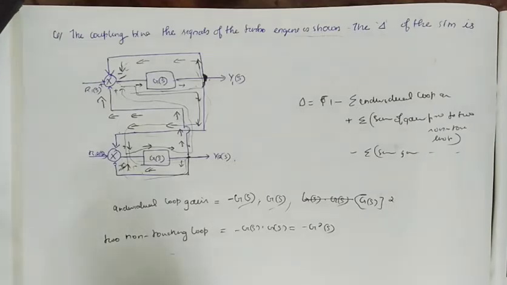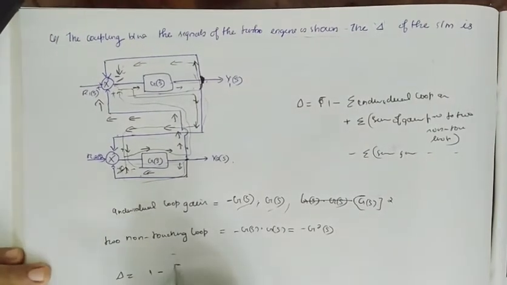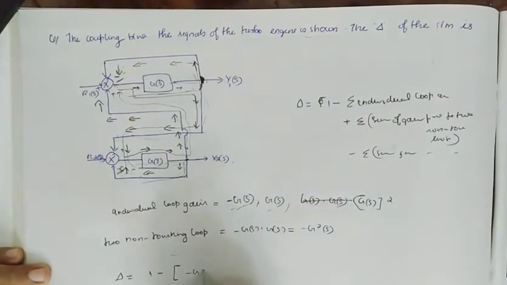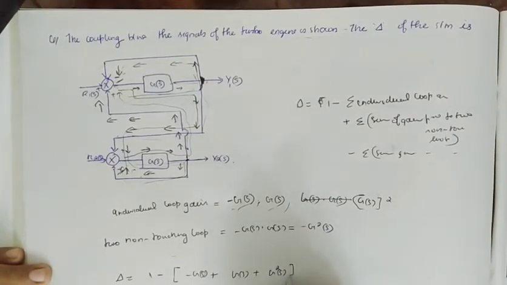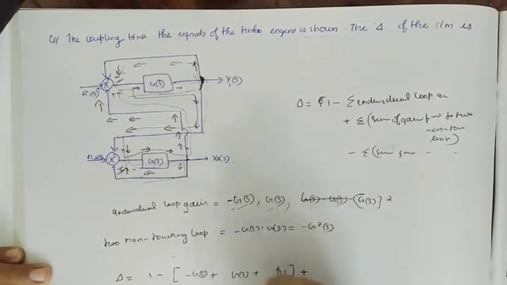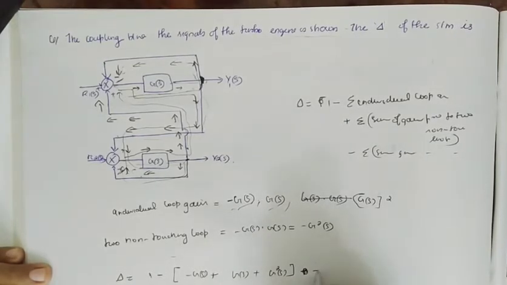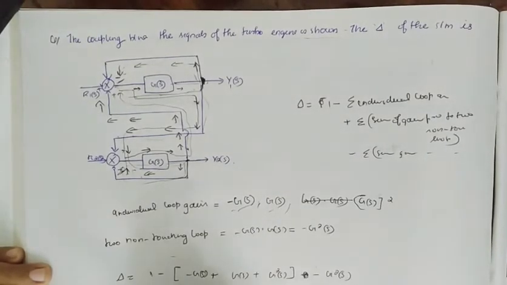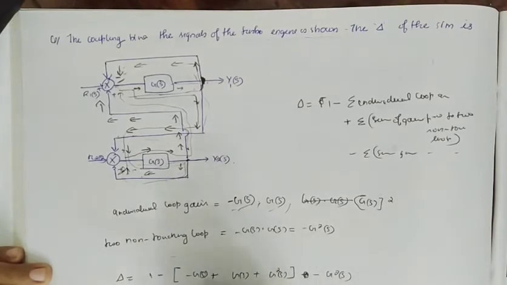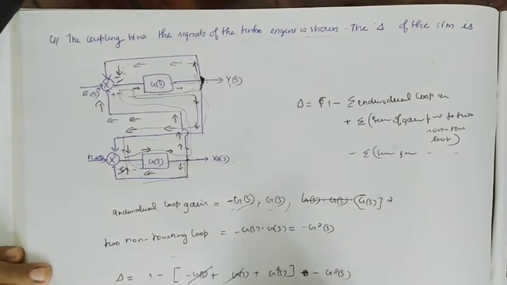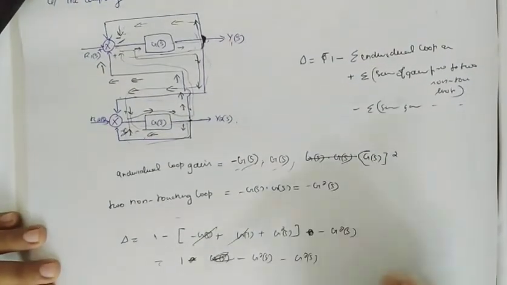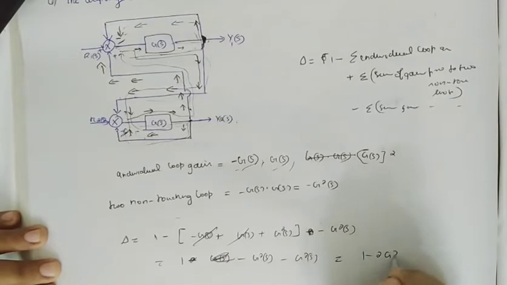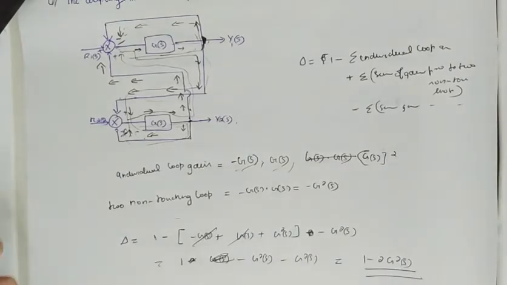So we'll stop here and write the delta. Delta is equal to 1 minus individual loop gain, that is minus g of s plus g of s plus g square s, and then plus two non-touching loops at a time, the sum of products of two non-touching loops. I'll open the bracket. Okay, I can cut it out, right? g square s minus g square s, which is equal to 1 minus 2 g square s. So that is the answer.